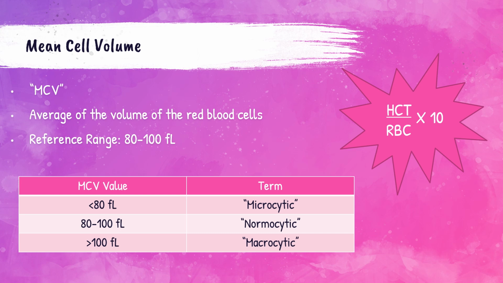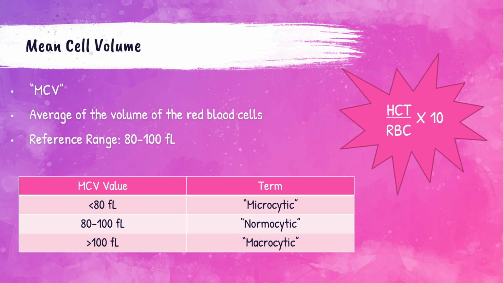All right, so the first red blood cell indice I'm going to talk about is mean cell volume, or MCV. And this is a calculation of the average of the volume of the red blood cells in the patient. This is measured in femtoliters, or FL, and the normal reference range for a patient is 80 to 100 femtoliters. So the analyzer measures the patient's hematocrit level and red blood cell count and performs the calculation of hematocrit divided by the red blood cell count, and then multiplies that by 10 to calculate the patient's MCV.